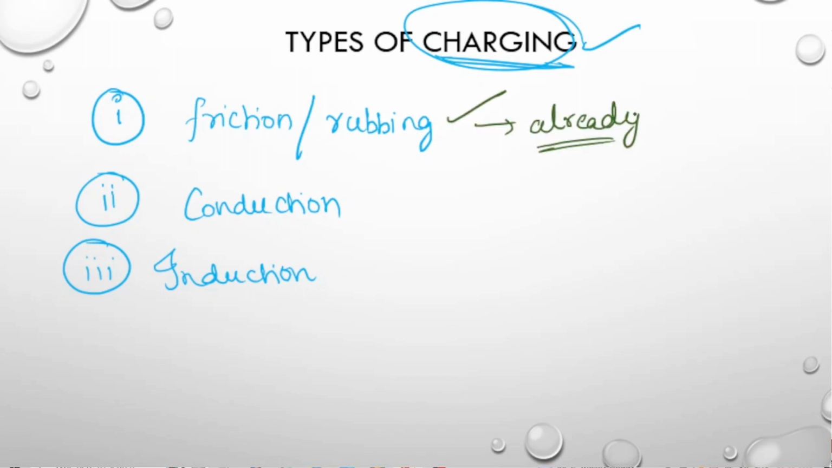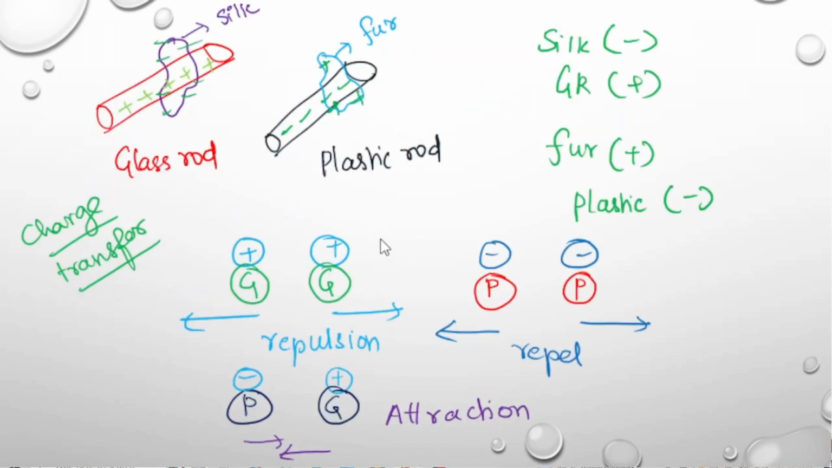This first category, called friction or rubbing, we have already learned. Where have we learned it? You can ask. Yes, we learned it previously. Come on, I'll show you where. We have learned it over here. This is a very beautiful example of friction or rubbing, right?